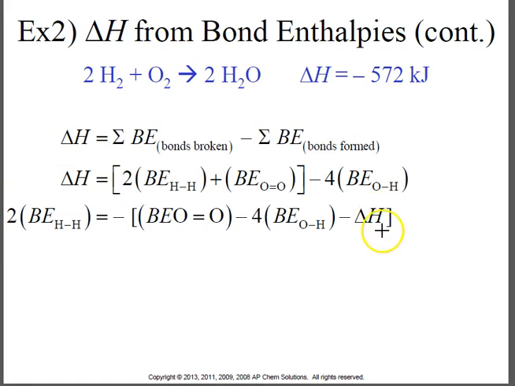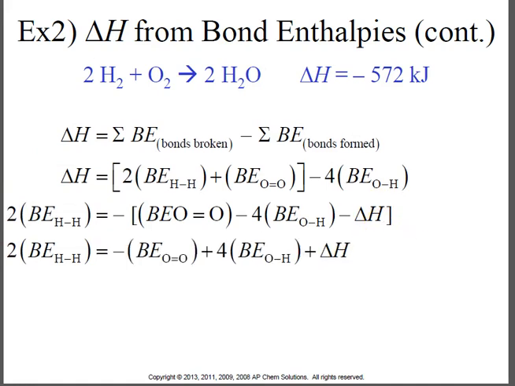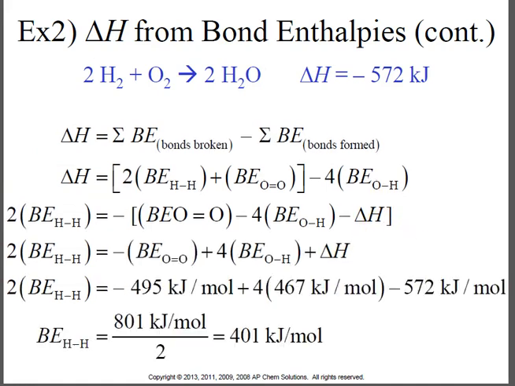All right, so then we'll plug in our values for delta H and for the other 2 bonds that we know, and we come up with 801 kilojoules per mole. But we've got to divide by 2, because there's a 2 in front of this bond energy for HH. So then we find that the bond energy is 401 kilojoules per mole.